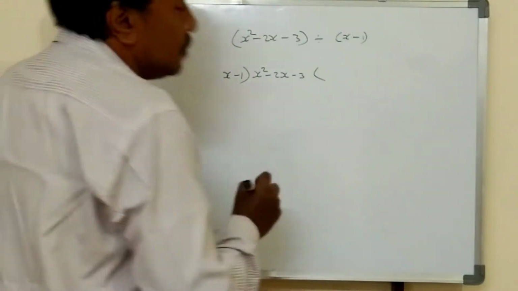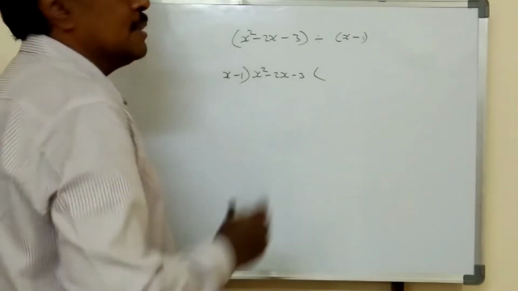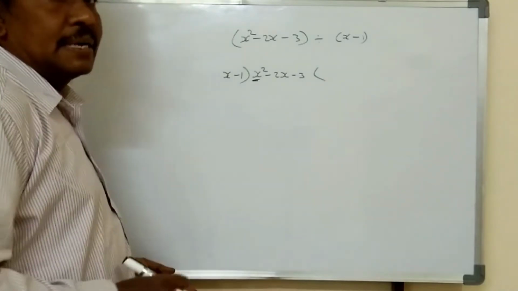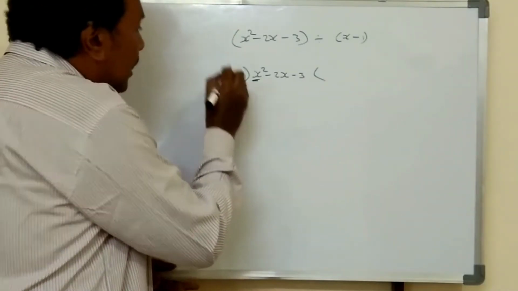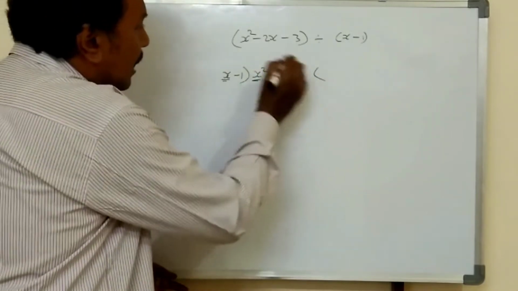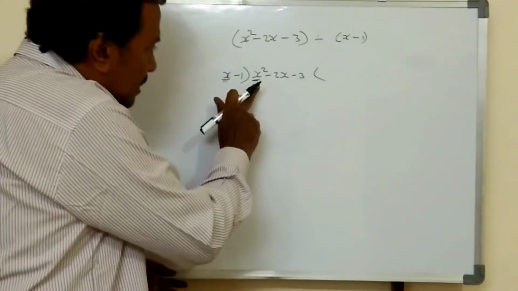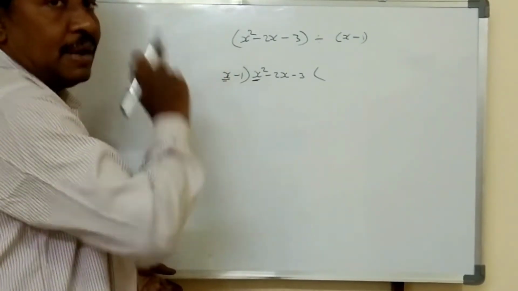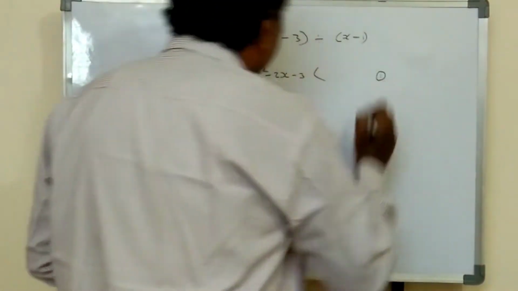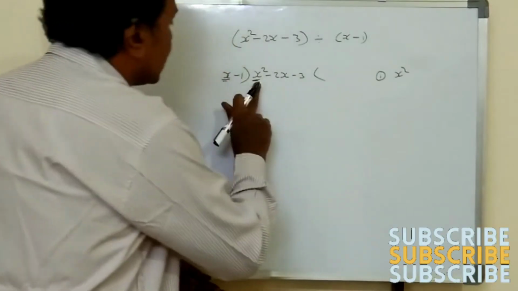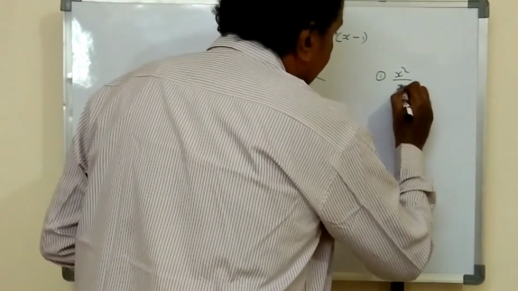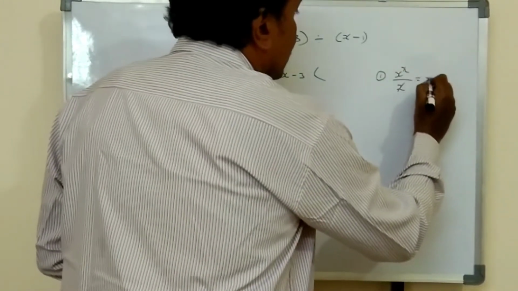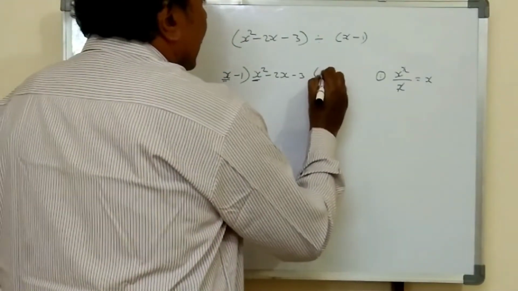Now, first of all, we have to follow certain steps. The first step is to take the first term of the dividend and divide it by the first term of the divisor. So this is the divisor and this is the dividend. So here, step 1: x square divided by x. Of the 2 x's, 1 x will be cancelled. That is x. Now keep this x here.